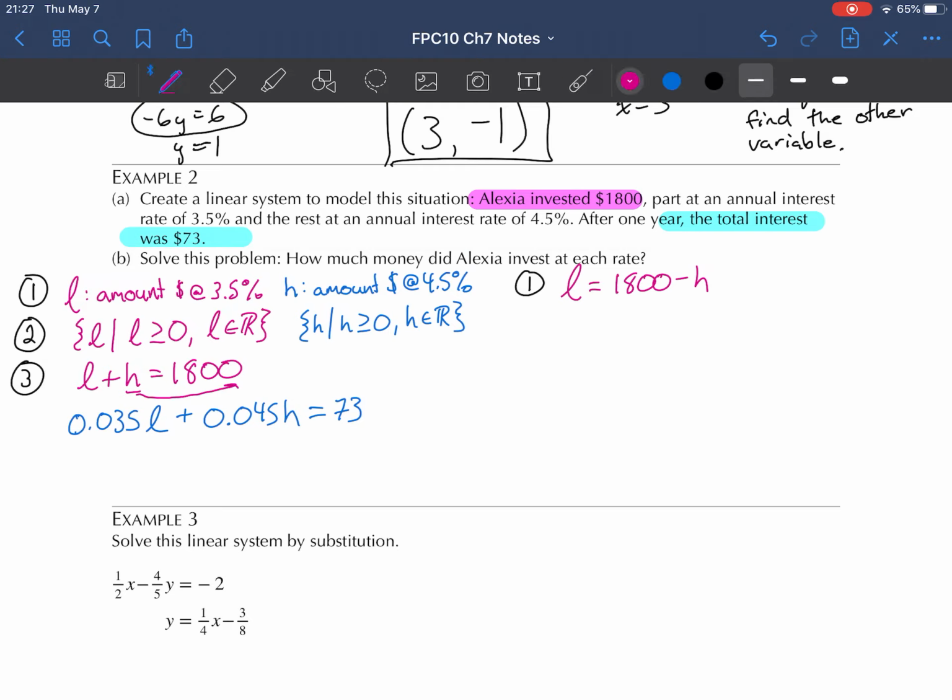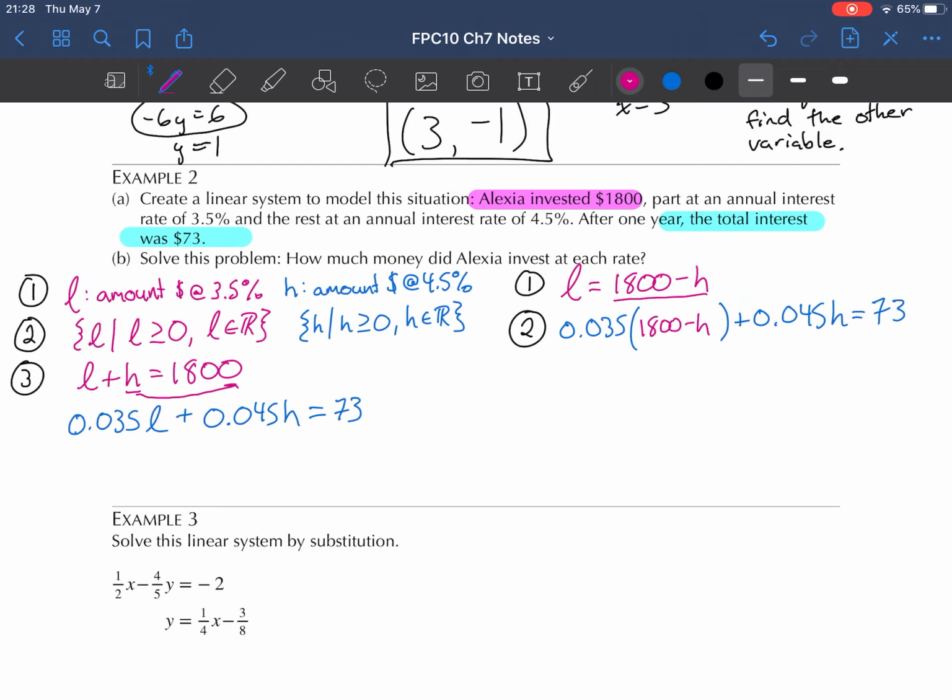So this is step number 2. We substitute it into the other equation. Again, I'm going to try to color code this. We have 0.035 times, plus 0.045 times H equals 73. Now I take this, which is equal to L, and I put it where L was: 1800 minus H. There we go.